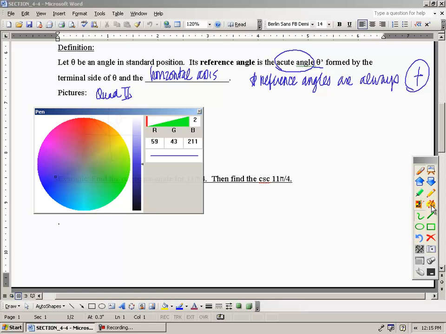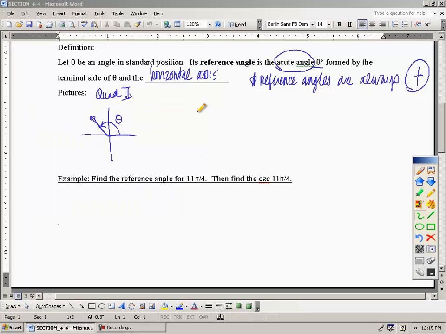Now, let me change colors a second. The reference angle means get to the x-axis as quickly as you can. Well, is it worth going backwards or is it closer to go forward? And I think you're going to say to me it's closer to go forward. This then is theta prime.